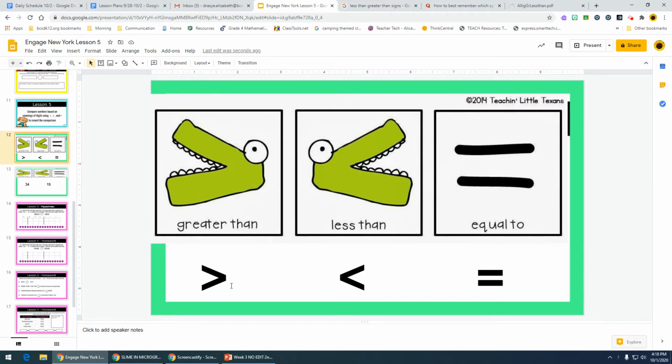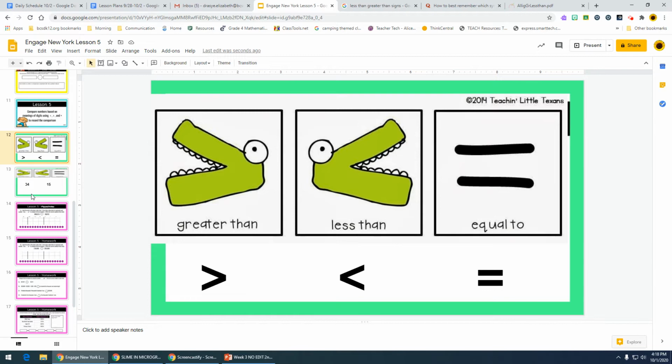When I look at the greater than and less than symbol, I think of an alligator. An alligator wants to eat the larger number, so it's going to open up to the larger number. So for here, for example, the larger number would be on this side. The smaller number wants to eat the larger number. When we use less than, the smaller number would be on the left, and our larger number would be on the right, because the alligator mouth opens up to the larger number.